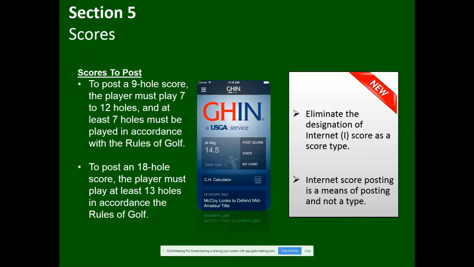The same rule would apply to 9 holes. Let's say you play 12 holes, a thunderstorm rolls in, and you quit for the day. In that case, you would only post a 9-hole score. Holes 10 through 12 would just be negated, and you would just post that first 9-hole score to your record.